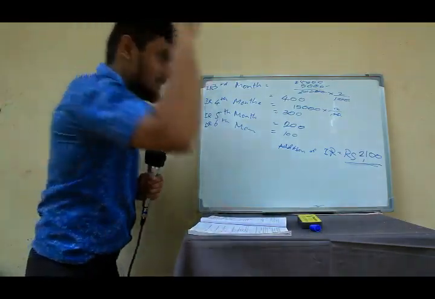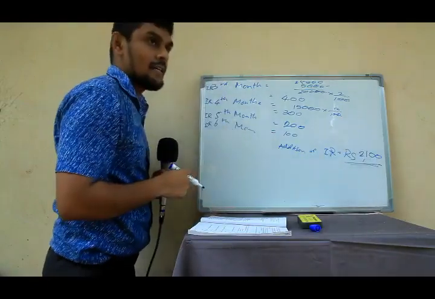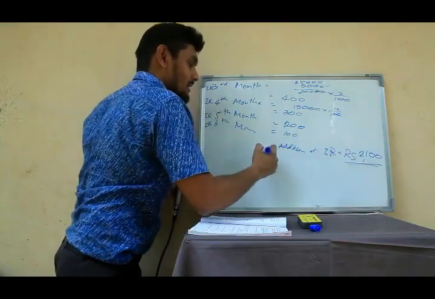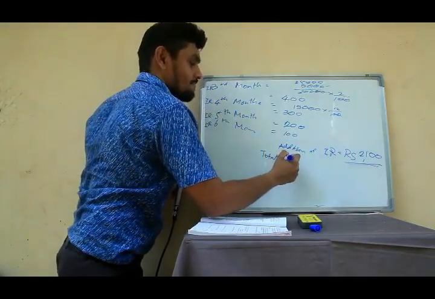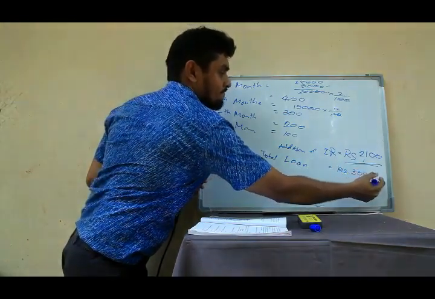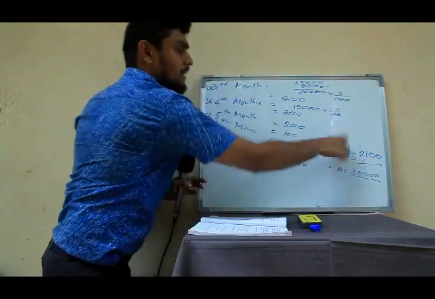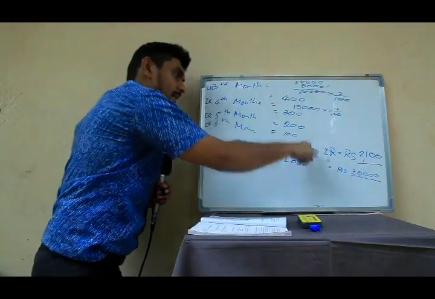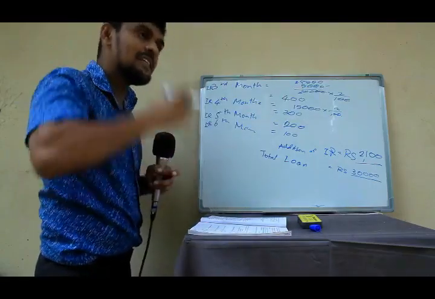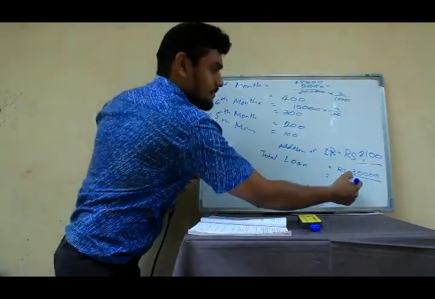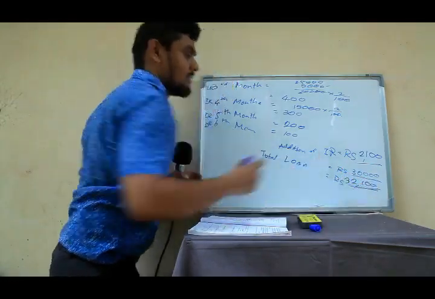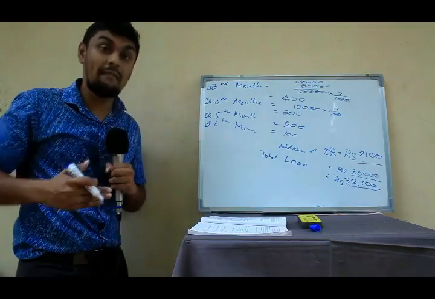Then this is the interest, and what is the loan? 30,000 rupees total loan. Add those two numbers to find the interest plus loan. What is the amount you have to pay within the 6 month period? Yes, 32,100 rupees. So you have this much to pay within 6 months.